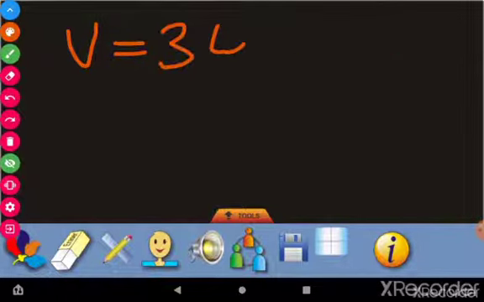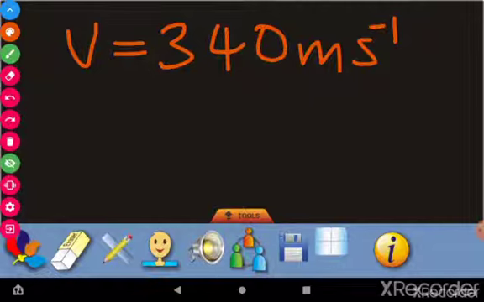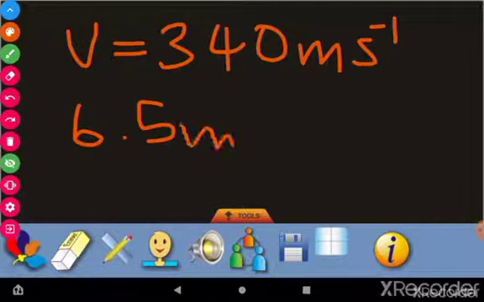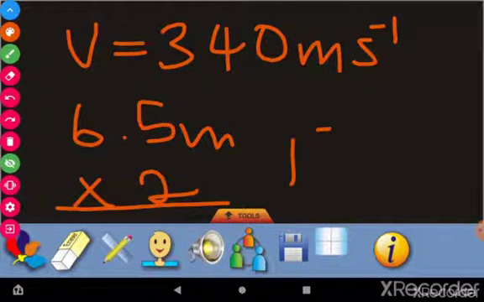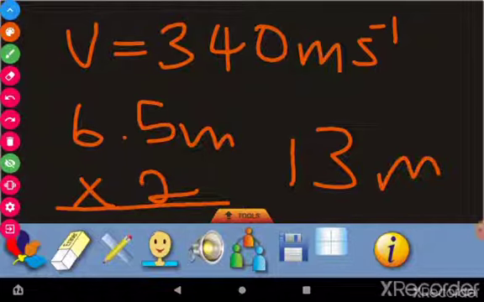The speed of sound in air is approximately 340 meters per second, and this wave traveled a total distance of 13 meters. How? Well, if it is traveling from one end to the other end of the room, and it traveled 6.5 meters, in order to travel over that side and back, it would have traveled a total of 13 meters.